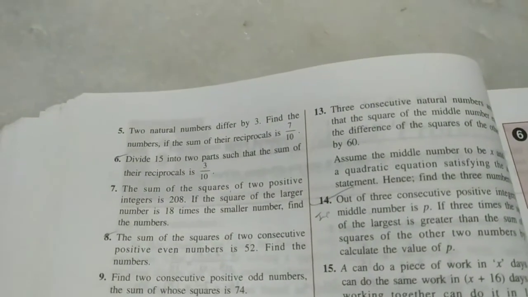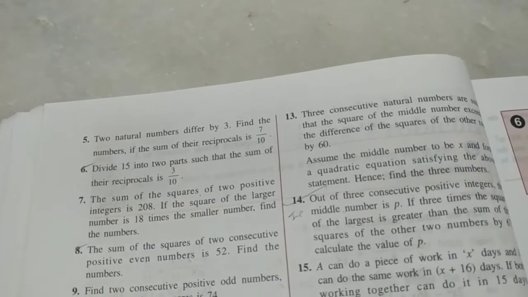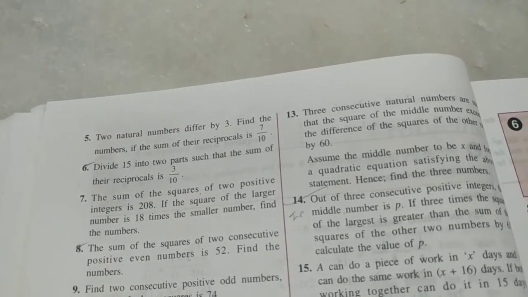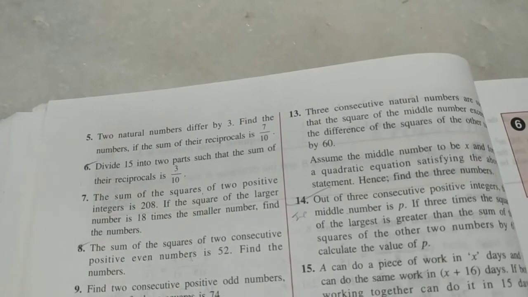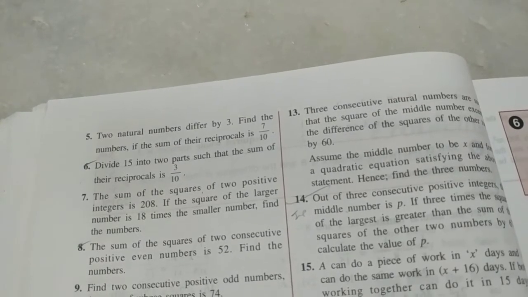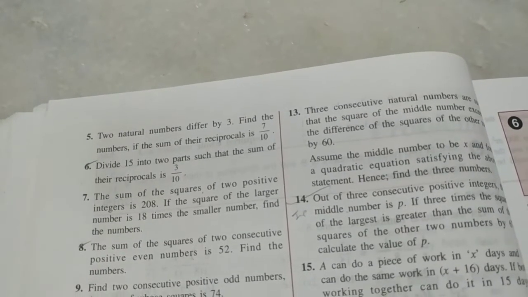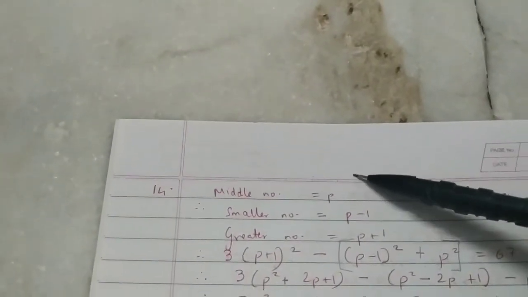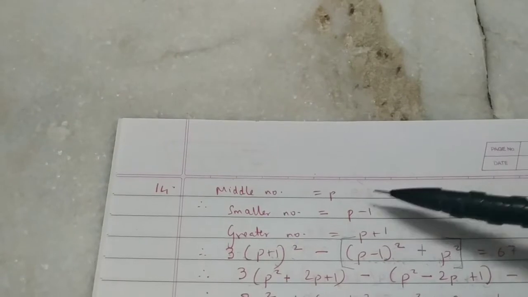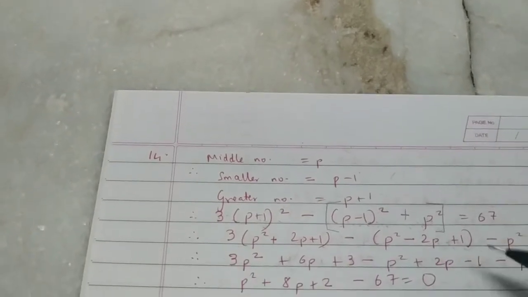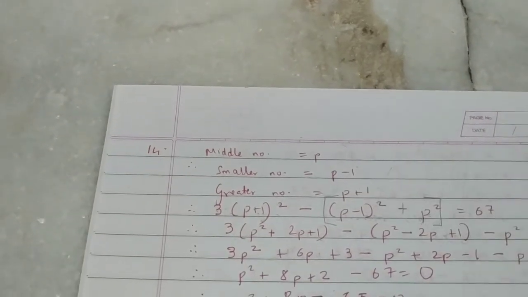Out of 3 consecutive positive integers, the middle number is p. So here we won't assume it to be x. It's already mentioned that the middle number is p. So if the middle number is p, then obviously the smaller number will be p minus 1 and the greater number will be p plus 1. These are the 3 consecutive positive integers.